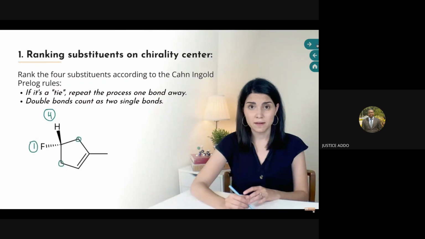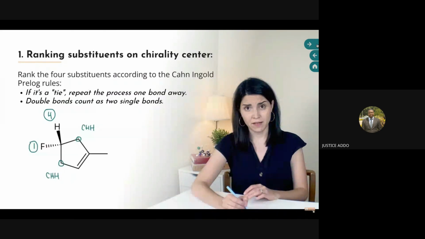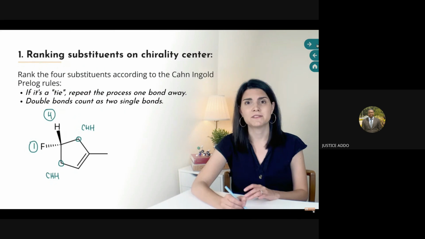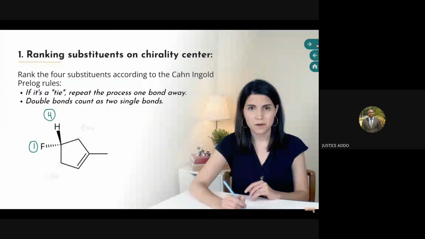The 2 carbon atoms that we're comparing are both connected to a carbon, a hydrogen, and a hydrogen, C, H, and H. So our 2 lists are the same. That means we have to move down one more bond. Now we're comparing these 2 carbons, and this is a situation that we haven't run into before. We have a double bond.